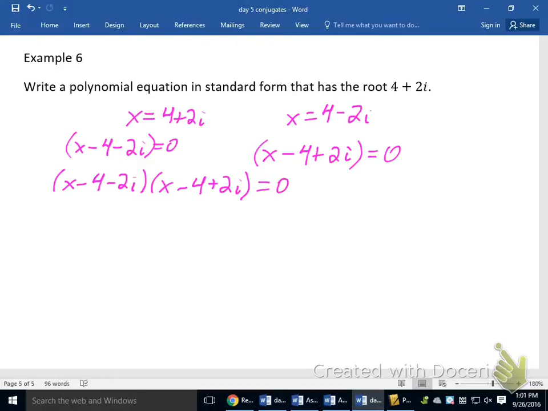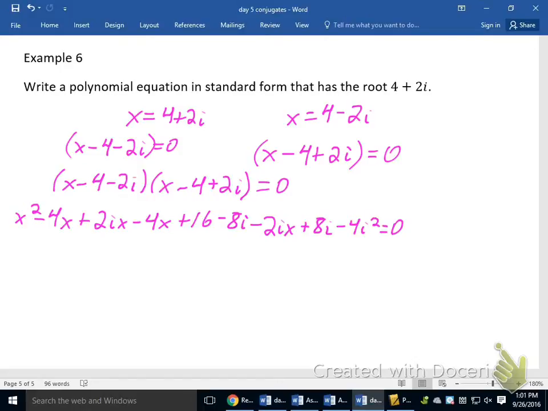And when we do that, it's going to look just as bad as the last problem, but then it's going to work out pretty well. I'm going to distribute this x to all three, so I have x squared minus 4x plus 2ix. Looks like a mess still, but it will cancel out in a minute. Distribute the negative 4 over to here. Minus 4x plus 16 minus 8i. And now I'm going to distribute the negative 2i out. So I'm going to have minus 2ix plus 8i and minus 4i squared.